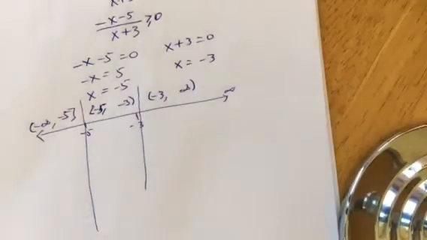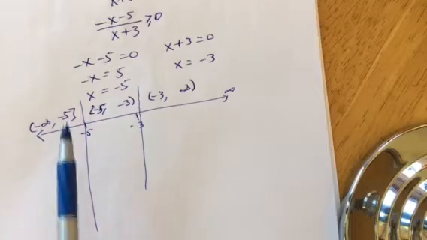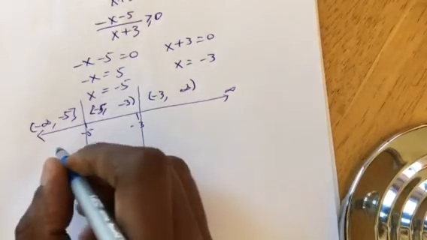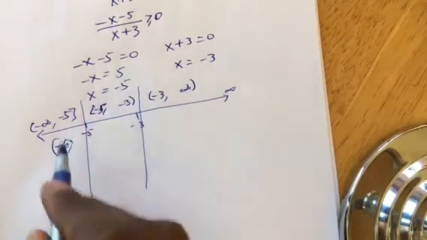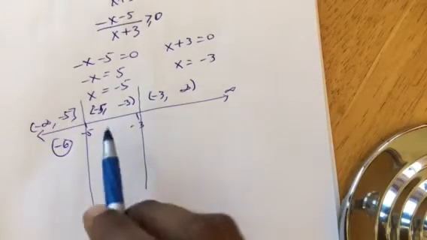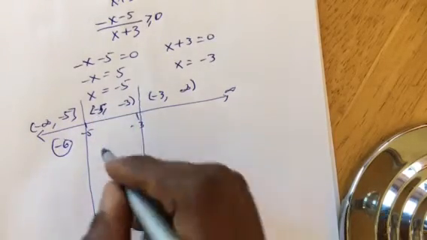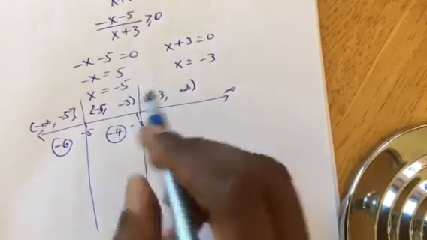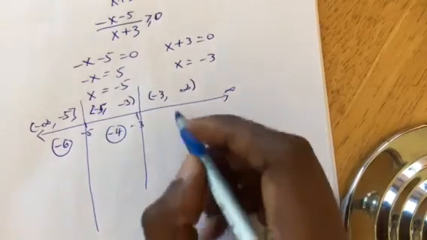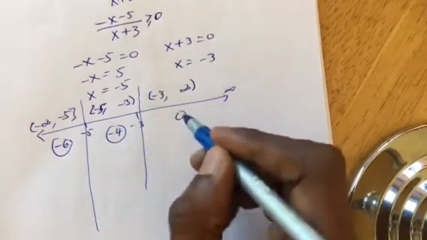Okay, so what value can we test between negative infinity and negative 5? We can test negative 6. Remember, negative 6 is on the left of negative 5. And then between negative 5 and negative 3, we can test negative 4. And then between negative 3 and infinity, we can test 0. Okay.